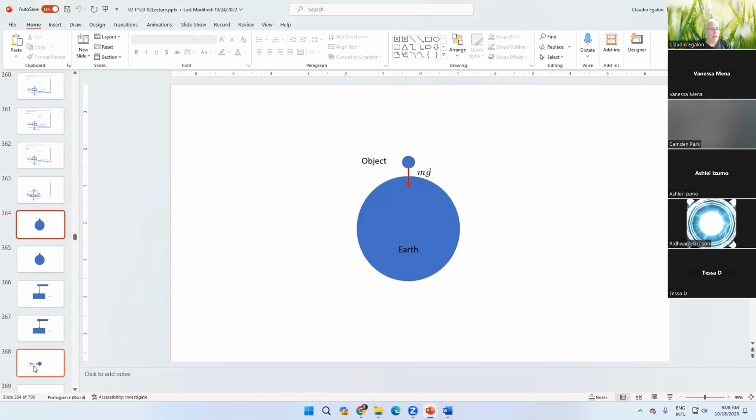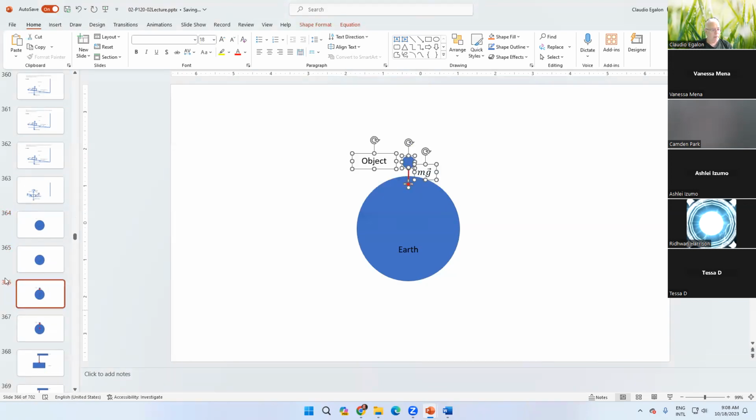Okay. And I'm going to do the step by step, like the movie. Here you go. Here's the Earth. Okay, and then suppose that we have an object. Doesn't have to be nearby the surface of the Earth.